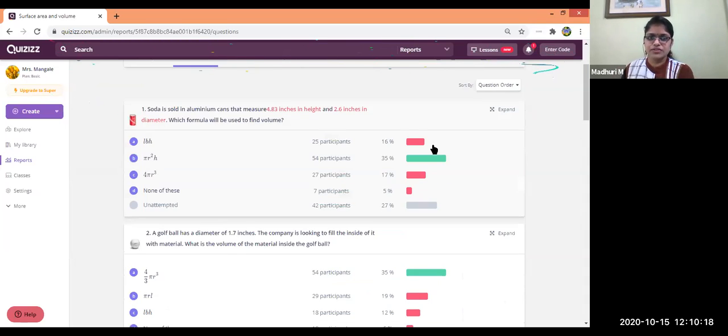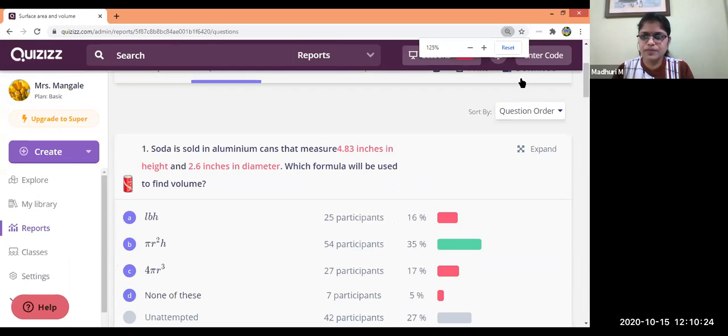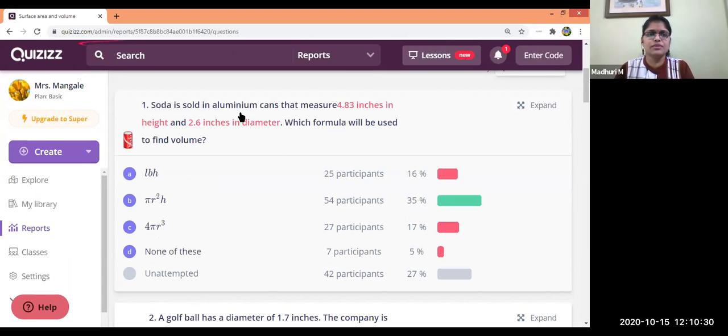Okay. So let us quickly look at the questions. What were the questions? The first question was on a soda bottle, which is sold in an aluminum can. You can see the shape of a cylinder. It is a cylinder, right? And we are asked to find the volume. So what is the volume of a cylinder, students? That is pi r squared h.